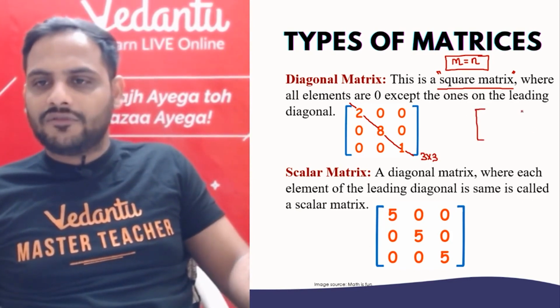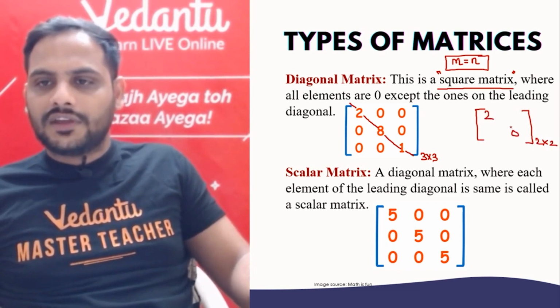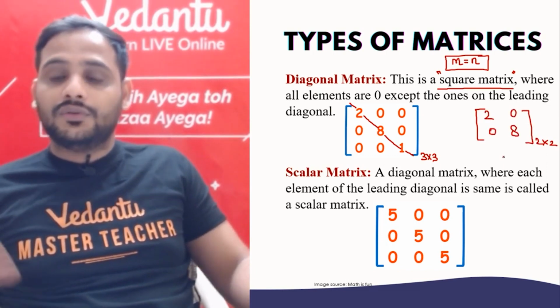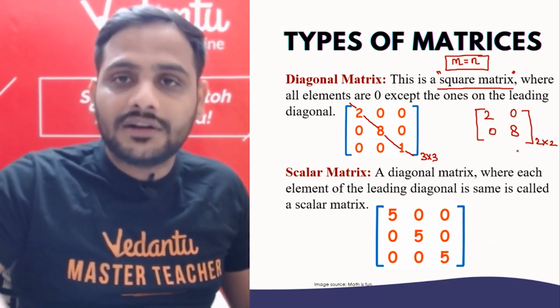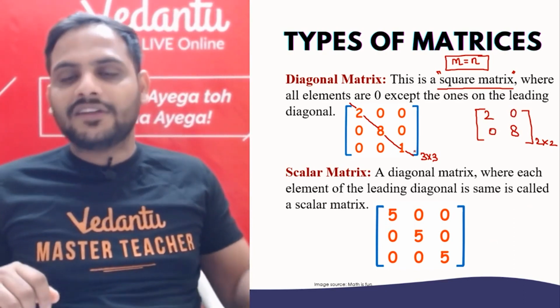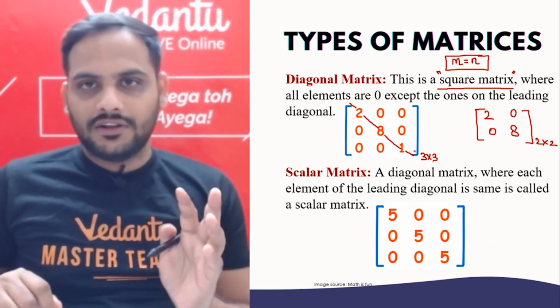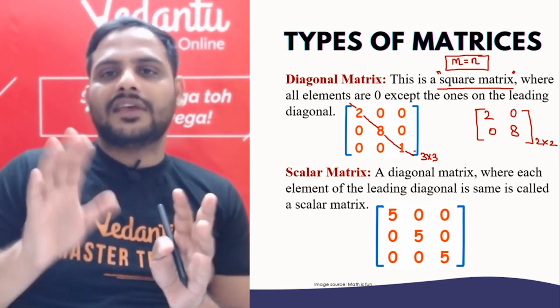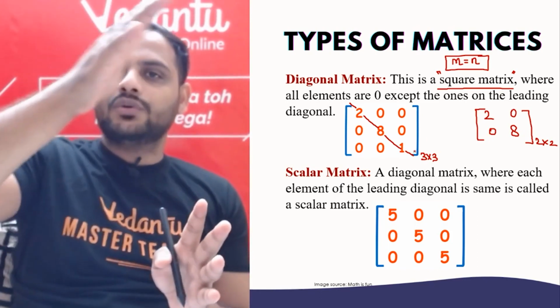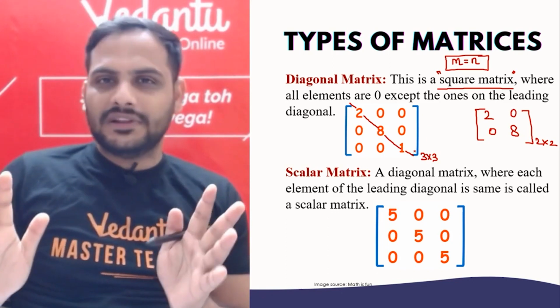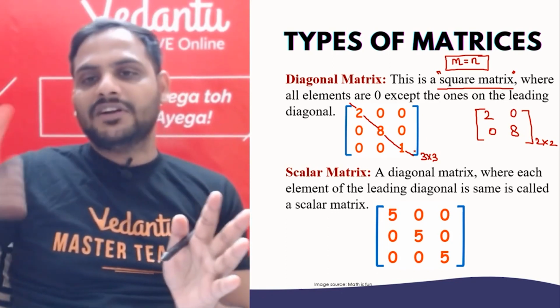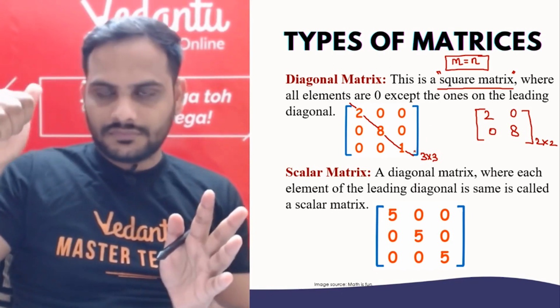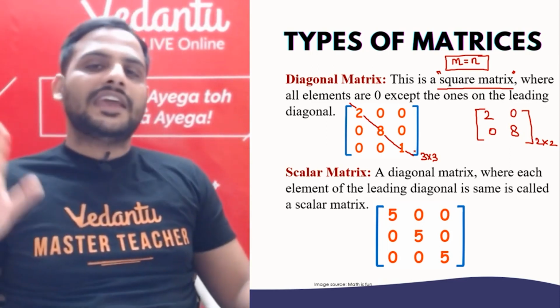If I have a matrix of order 2 by 2, suppose it is 2, it is 8, and here we have 0, 0. So it is a diagonal matrix of order 2 into 2. This is a diagonal matrix of order 3 into 3. Alright, so remember, a diagonal matrix has to be a square matrix and only the diagonal elements will be there. Remaining all other elements will be equal to 0. Done. Then comes a scalar matrix.